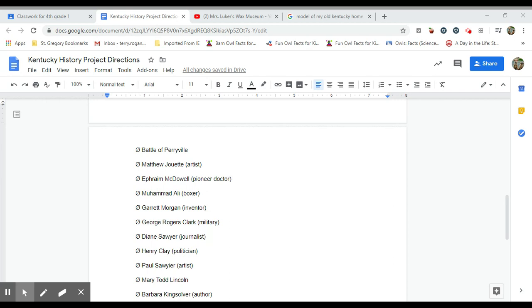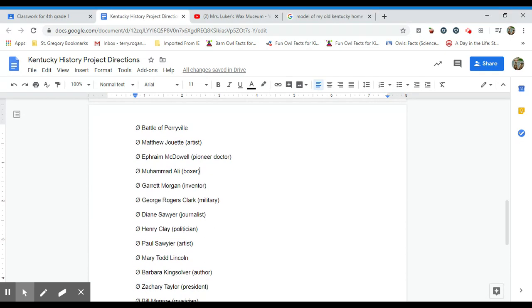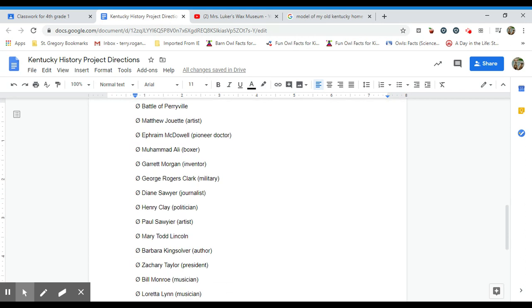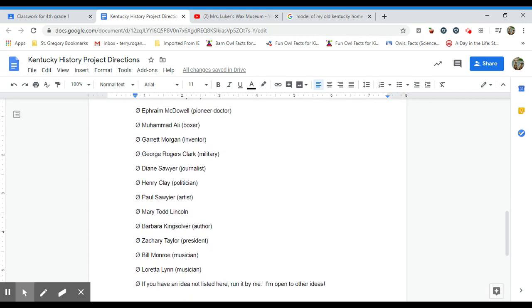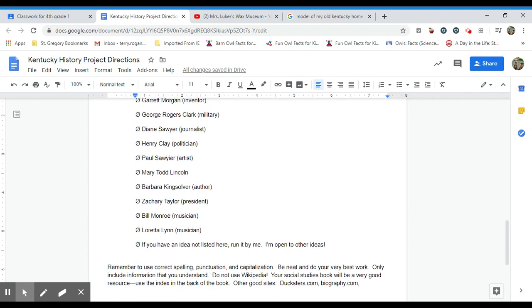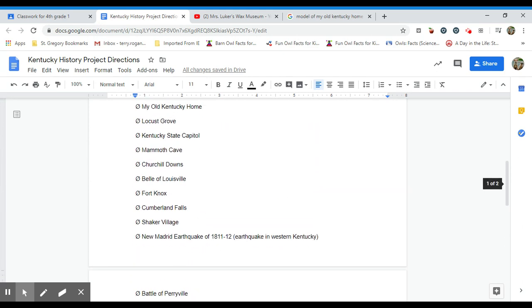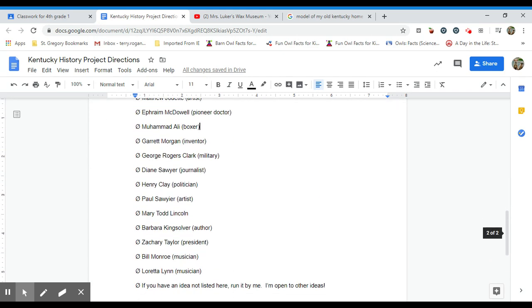Matthew Jewett is an artist, and there was an article in the paper about him not too long ago. There's a painting that they've just unveiled at the Speed Art Museum. I believe it was of the Last Supper. Ephraim McDowell, he's a pioneer doctor. We read about him in our book. Muhammad Ali, Garrett Morgan, George Rogers Clark, Diane Sawyer, Henry Clay, Paul Sawyer, he's another artist. He's from the Frankfort area. Mary Todd Lincoln. I surely put Abraham Lincoln on here, but if I didn't, that's a given.